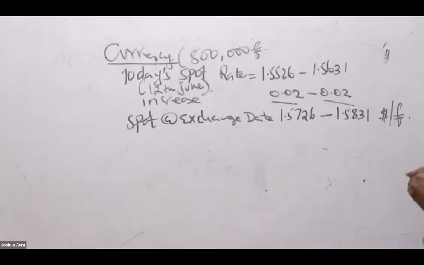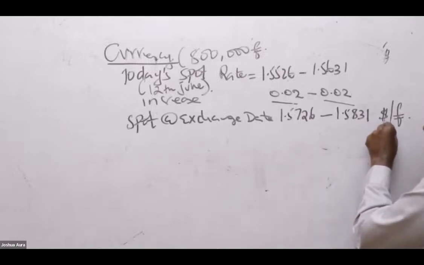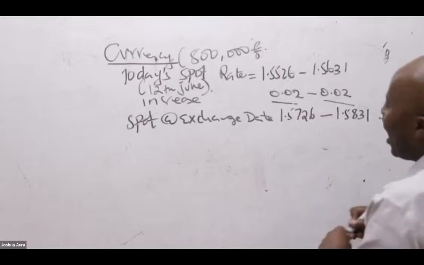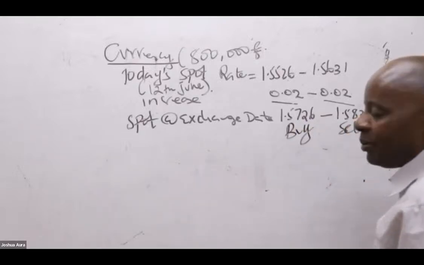Remember, this company is in the US. The company is based in the US, and the dollar is the home currency. So if the dollar is on the left side, then the left figure becomes buy. The left figure becomes buy, and this becomes sell.